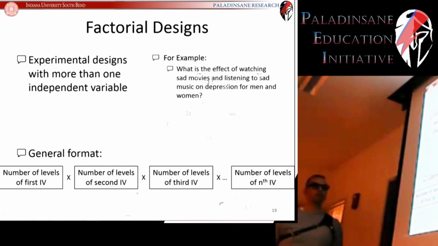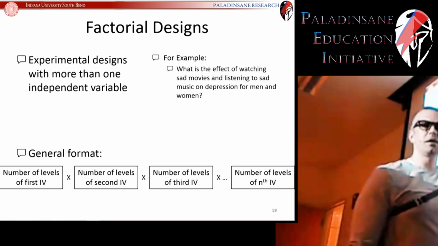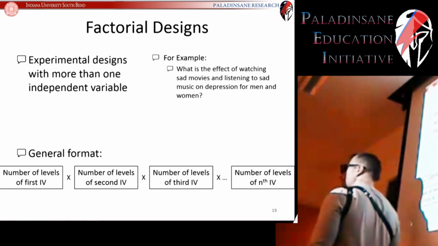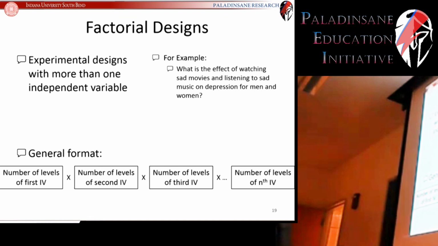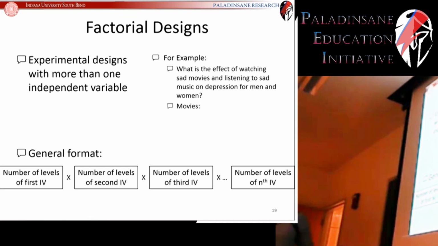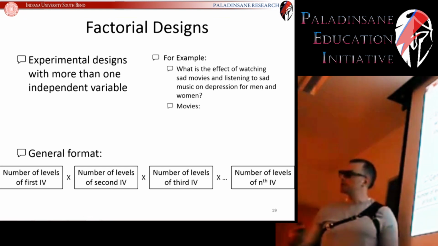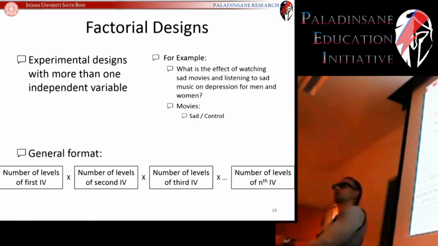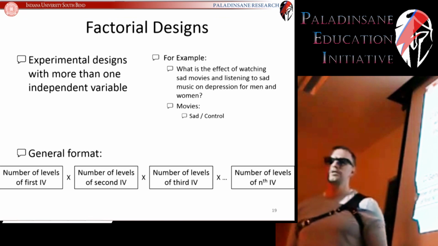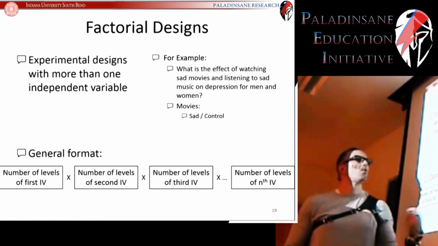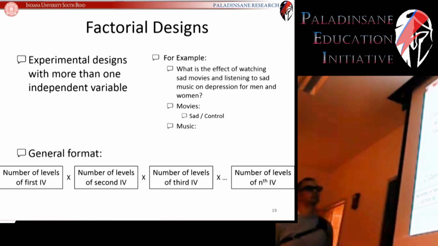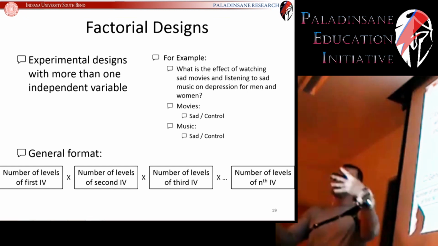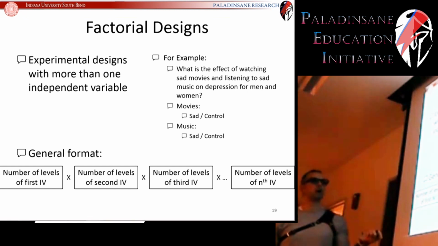The other example we suggested here: what is the effect of watching sad movies and listening to sad music on depression for men and for women? In this case, we have 3 variables. We want to know the effect of movies, sad versus control. So half of the subjects are shown a sad movie, half are shown a control movie. What is the effect of music, sad music or control music? Half of the subjects listen to sad music, half listen to a control song.